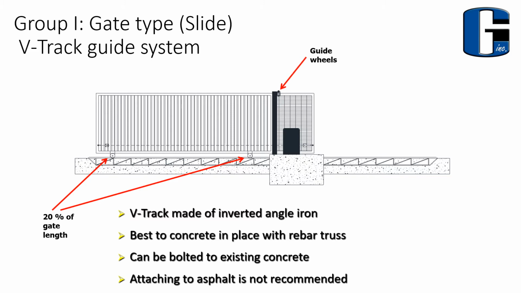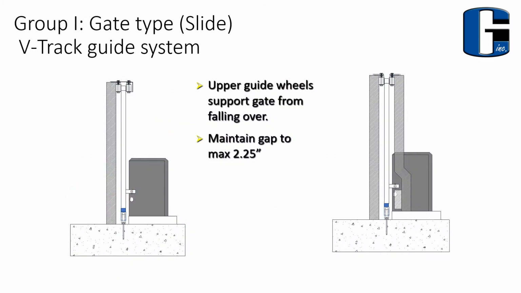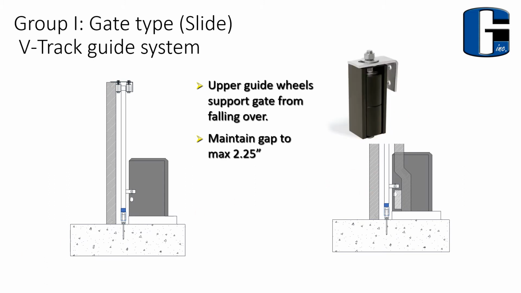The other part of a V-track system is the upper guide wheel system. Obviously, the V-track down below guides the gate back and forth in a straight line, but we still need to stabilize the gate from just falling over, and that would be through our guide wheels. This illustration shows some section views of a V-track slide gate system, one on the left here with an upper guide wheel system. We've got 2 wheels on each side, and this one over here shows a double post system.